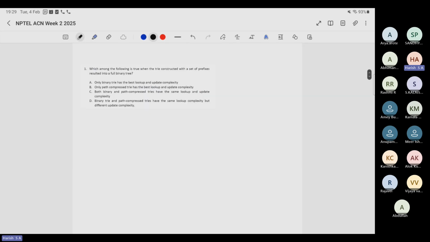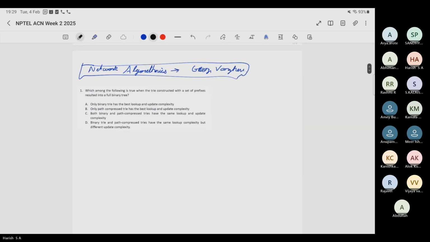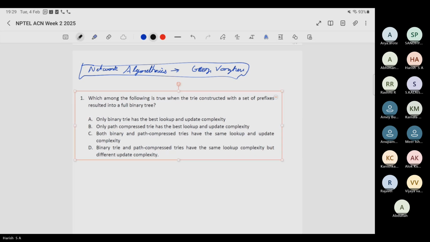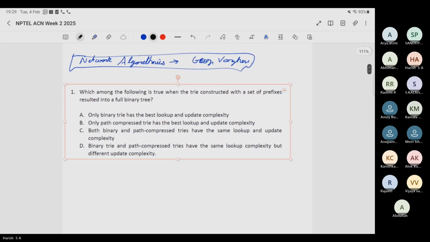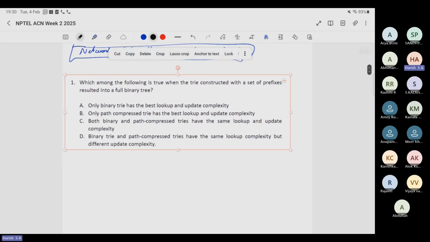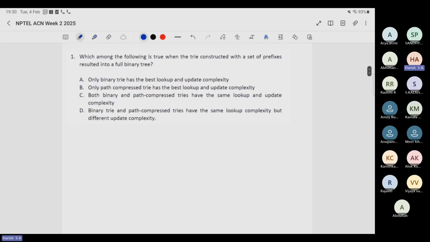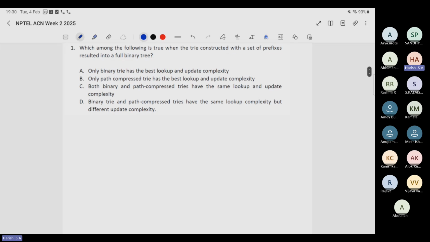Question number one is: if you know the answer, you can always put it on the chat. Which among the following is true when a trie constructed with a set of prefixes resulted in a full binary tree? So what is a full binary tree? It is basically something like this.